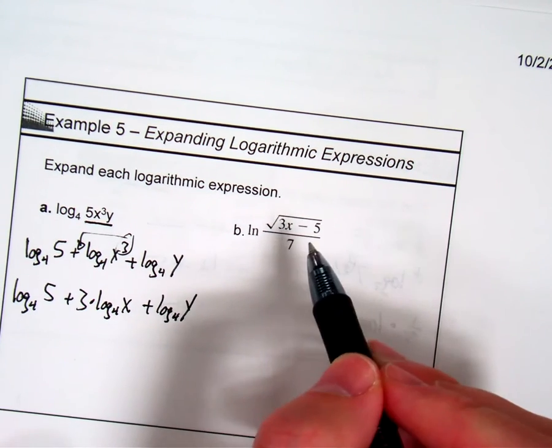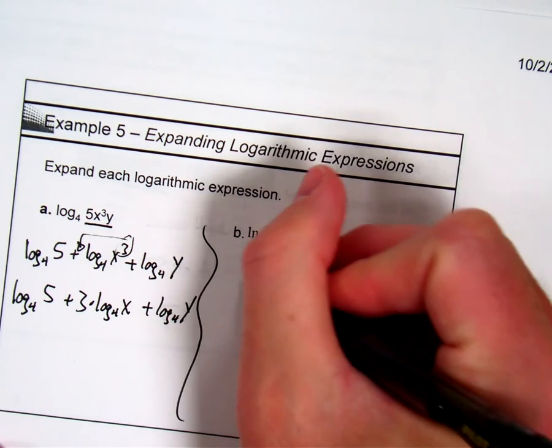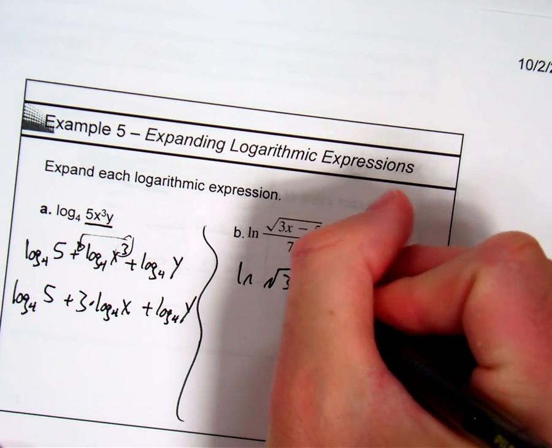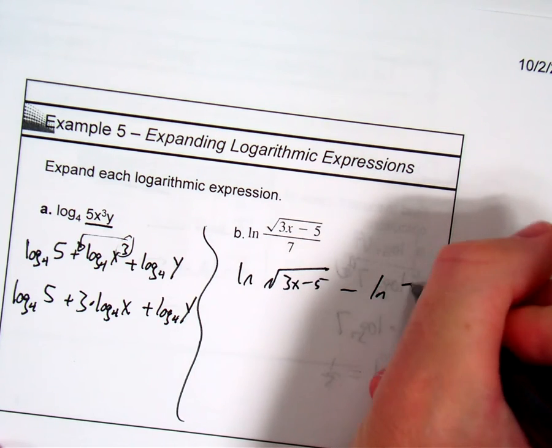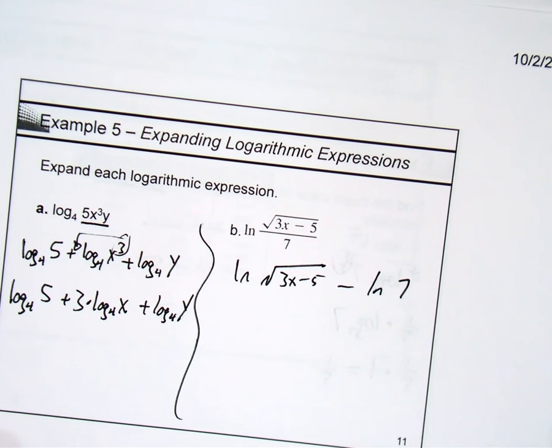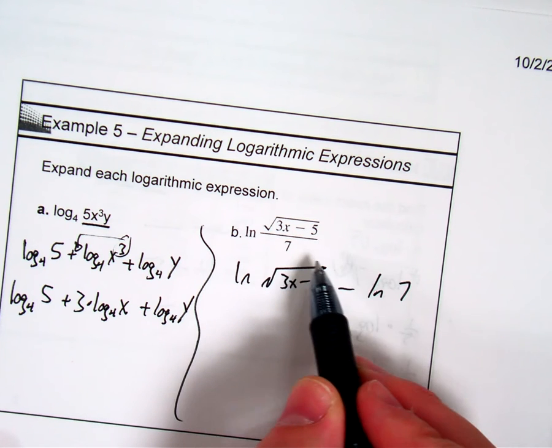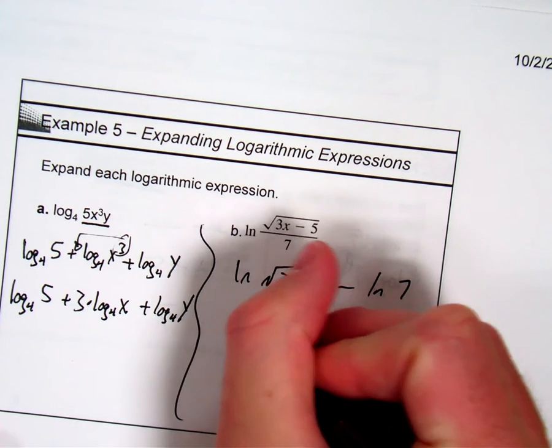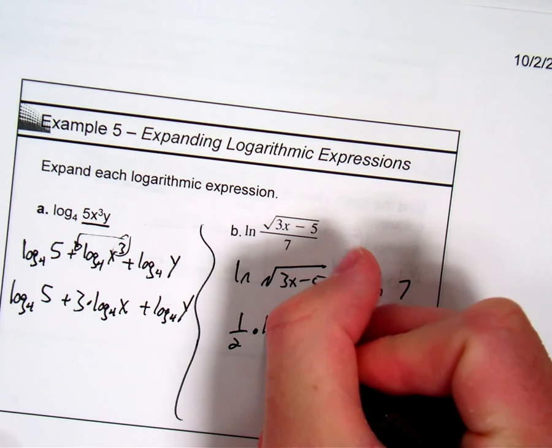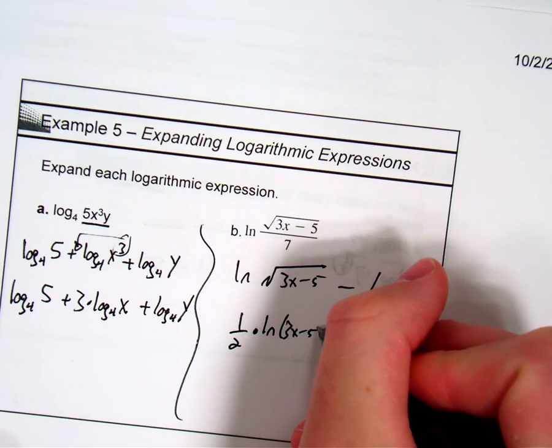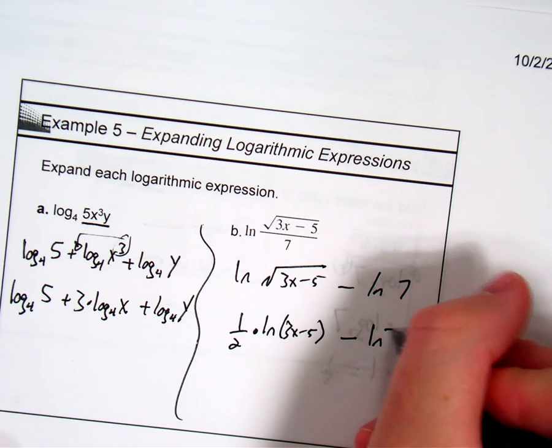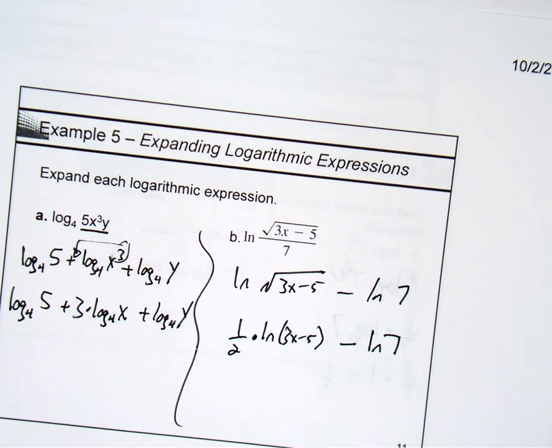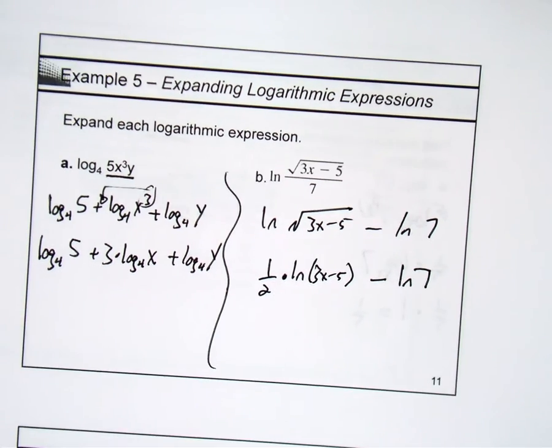So we can separate division out as subtraction. Minus natural log of 7. Okay. Remember that the square root is what power, what fractional exponent? That would be the 1/2 power. So we're going to bring that 1/2 down in front times natural log of 3x minus 5 minus natural log of 7. Not too bad. Oop, got a little tipped sideways on you. Sorry there.